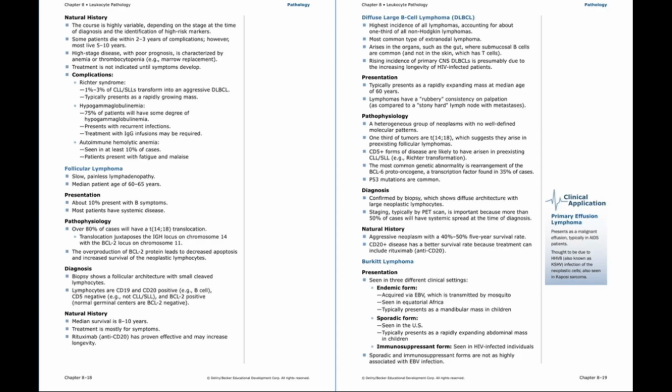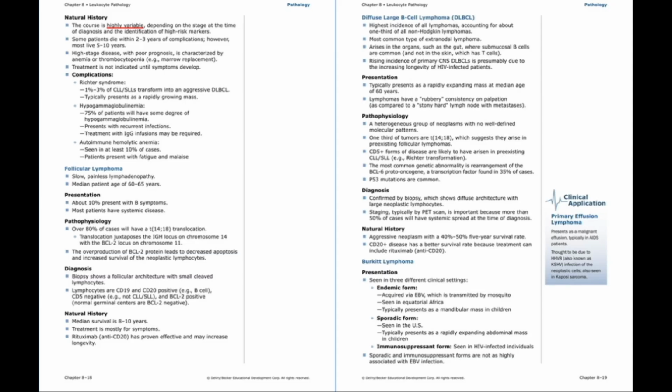CLL/SLL has a really highly variable natural history, and it really depends upon the stage at the time of diagnosis and whether it tends to have high-risk markers or not. Some patients die within 2 to 3 years from complications of the disease, but most patients live 5 to 10 years. Patients with advanced stage, such as having anemia or thrombocytopenia from marrow replacement, tend to have a poor prognosis and death within 2 to 3 years.